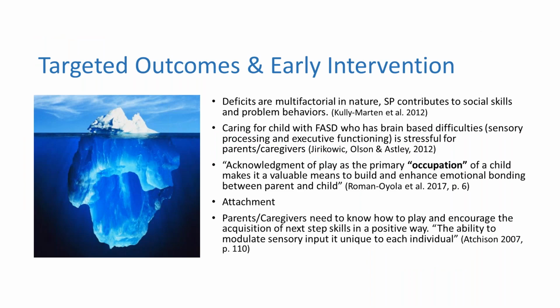So when we look at targeted outcomes and early interventions, when we assess preschoolers, we know that, like we talked about, it's multifactorial, and that sensory processing really contributes to the social skills and problem behaviors. And we know that caring for a child with FASD and neurodevelopmental difficulties, like sensory processing and executive functioning, can be really stressful and really hard on the caregivers. And that play is truly the primary occupation for a child, and it's the opportunity for caregivers to bond with that child. But we need to know how to play with that child.